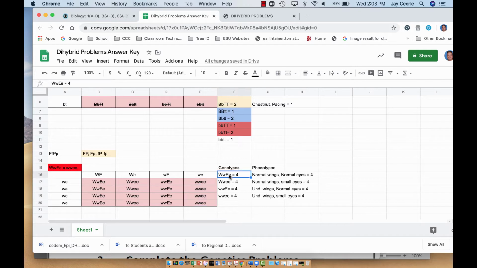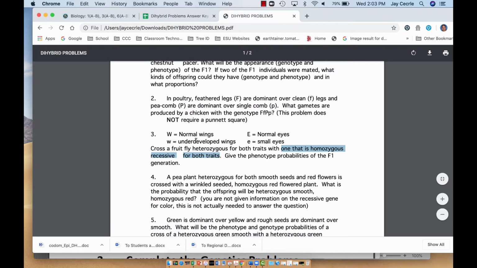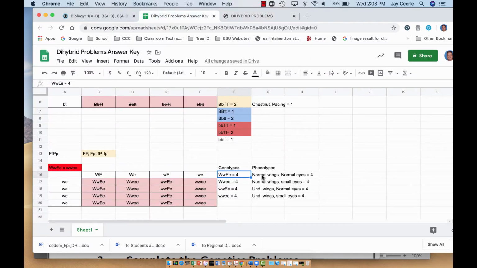Okay, then I went through and figured out how many of each I had. It was pretty easy because there are 4 unique ones. And then the phenotypes were based upon the genotypes. I have to just go back to the sheet. As long as there's a capital W, it has normal wings. As long as there's a capital E, there's normal eyes. So normal wings, normal eyes, there are 4.